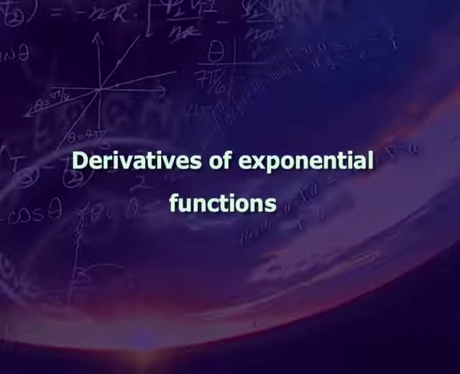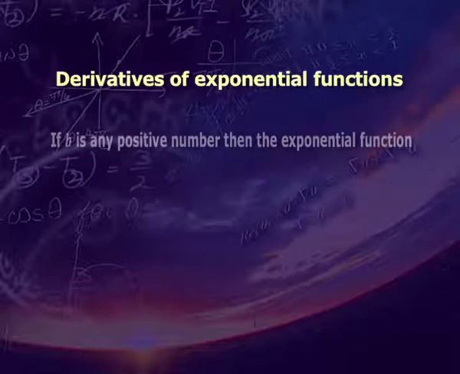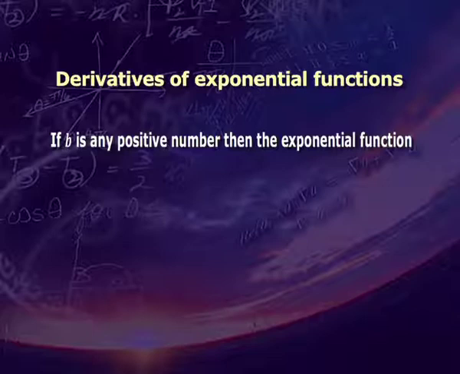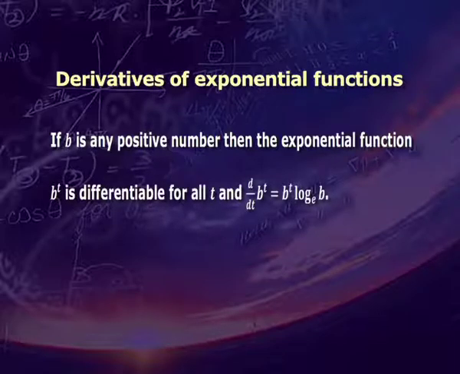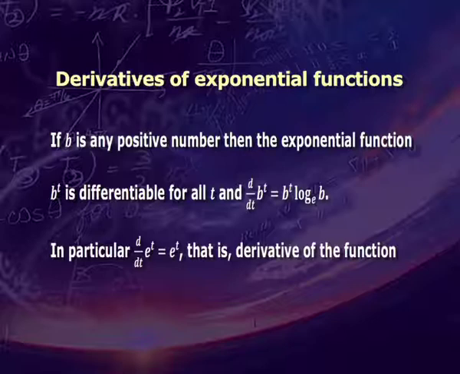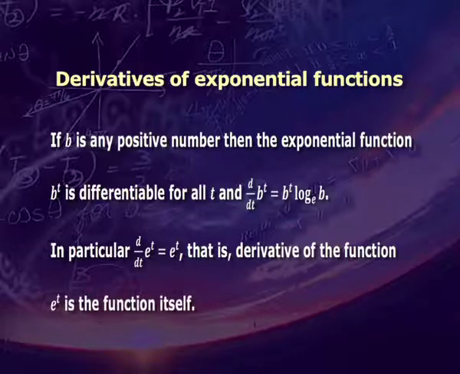Derivatives of exponential functions. If b is any positive number, then the exponential function b^t is differentiable for all t and d/dt of b^t is equal to b^t into log b to the base e. In particular, d/dt of e^t is equal to e^t, that is, the derivative of the function e^t is the function itself.